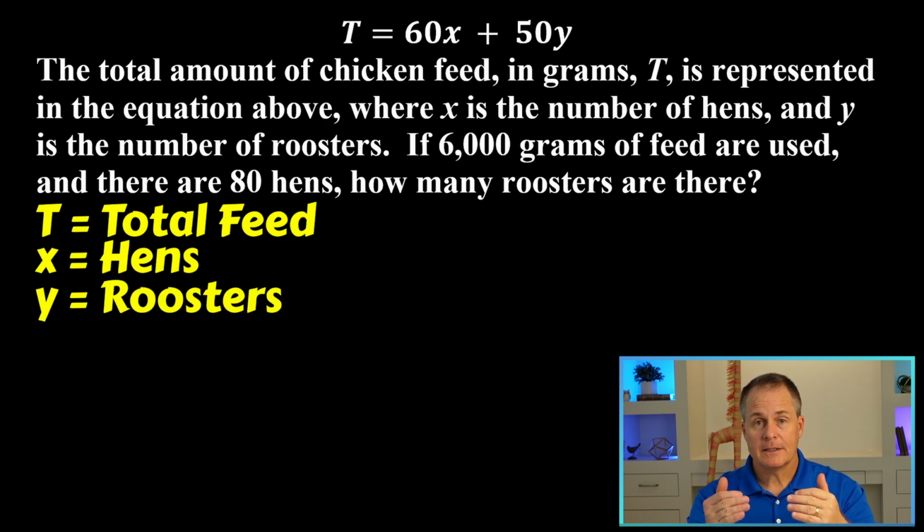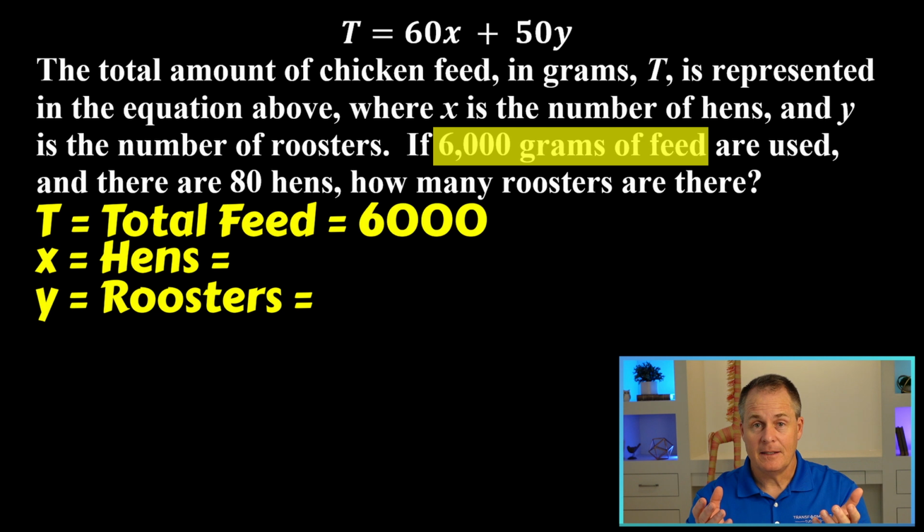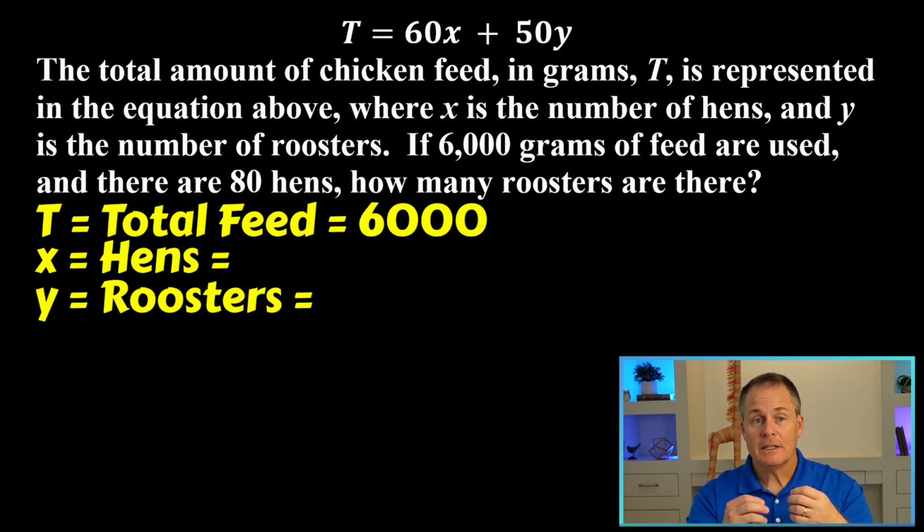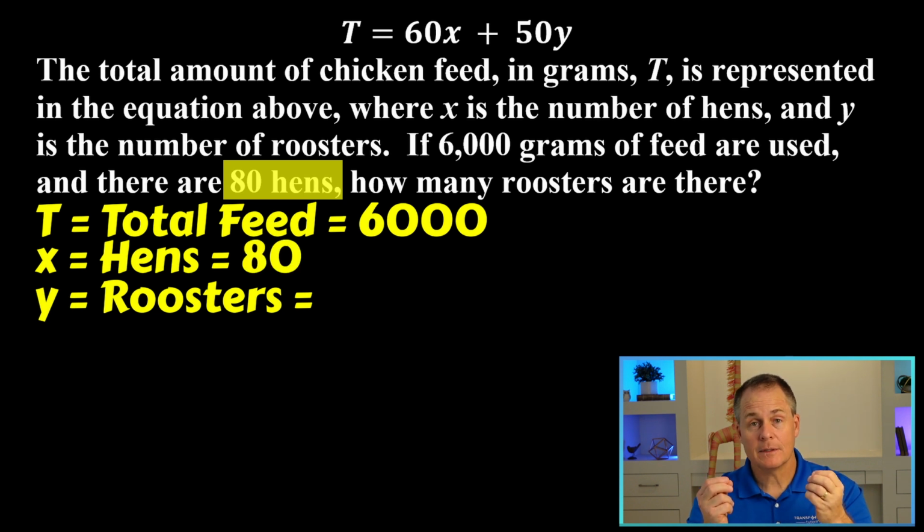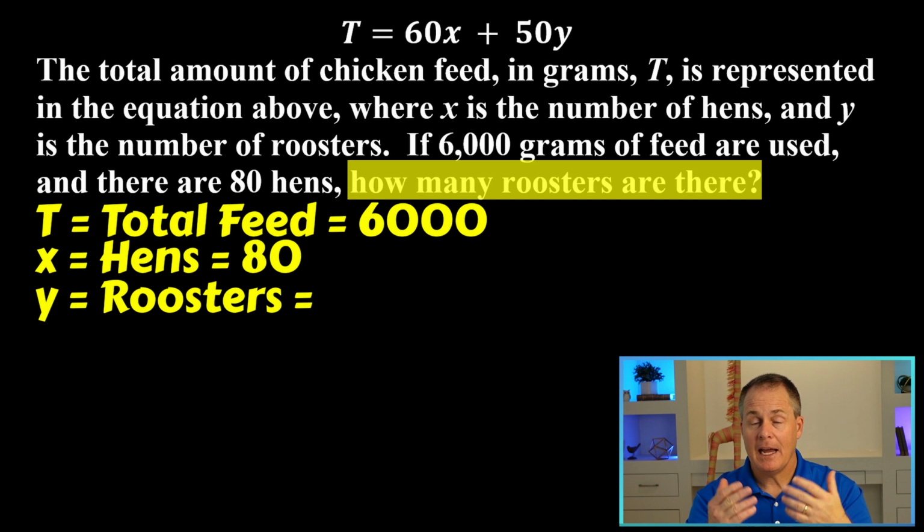So now let's try to gather our facts. Do we know the total? Do we know the number of hens? Do we know the roosters? What's the question asking for? Well, the 6,000 is the number of grams of feed. So that's the value for T. And the question says there's 80 hens. So that means X equals 80. And the question asks, how many roosters are there? So we'll put a big question mark there for the number of roosters for Y.